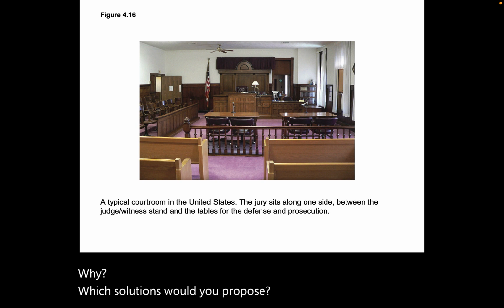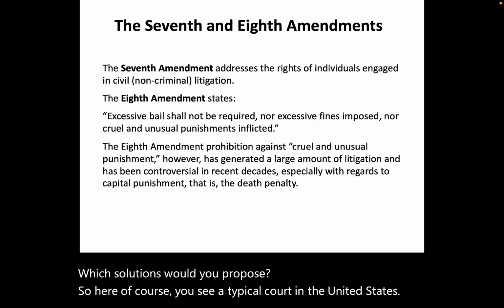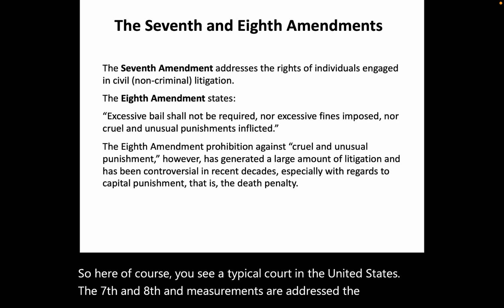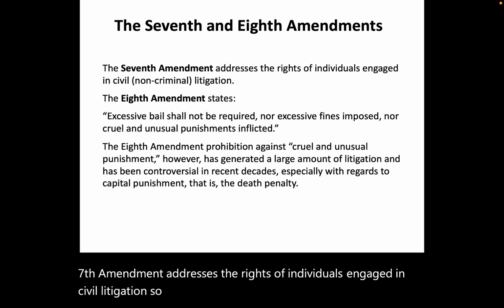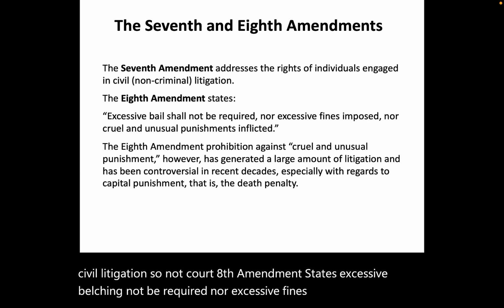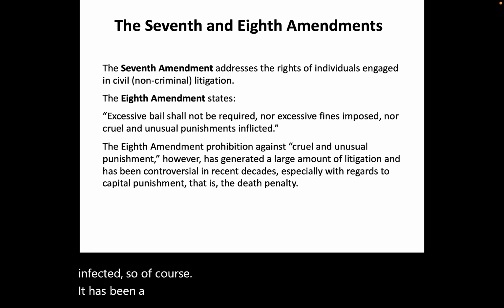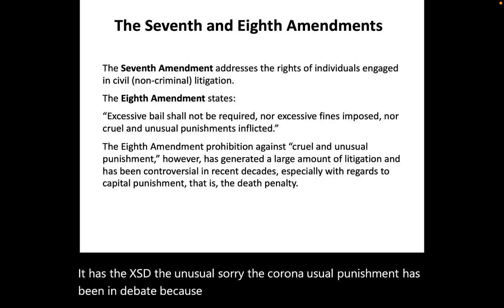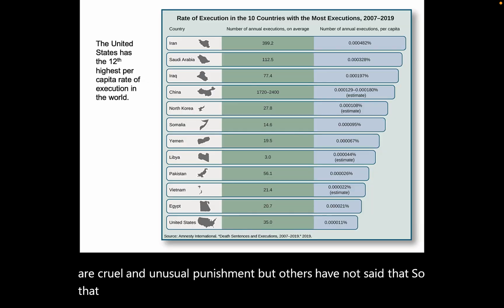Here you see a typical court in the United States. The Seventh and Eighth Amendments address rights. The Seventh Amendment addresses the rights of individuals engaged in civil litigation. The Eighth Amendment states that excessive bail should not be required, nor excessive fines imposed, nor cruel and unusual punishments inflicted. Cruel and unusual punishment has been debated because some people have said that the death penalty is cruel and unusual punishment, but others have not. So that is up for debate as well.